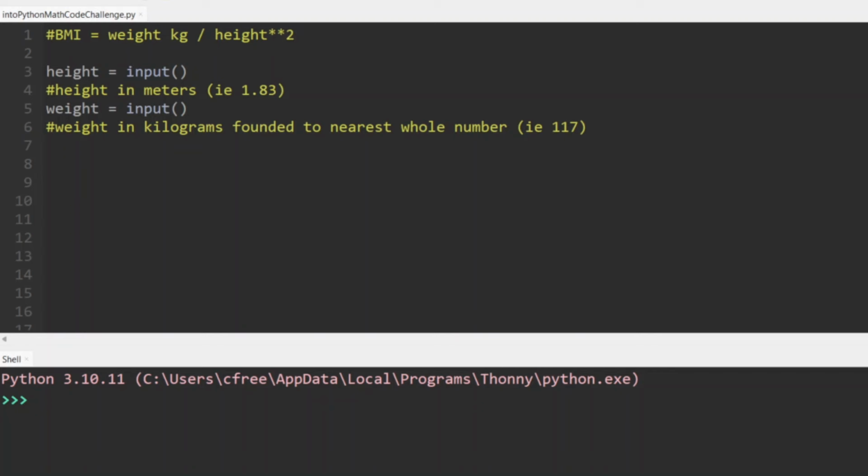Now I put my own example here. I use 1.83 for my height because I'm 6 feet, and I put 117 in kilograms, rounded up to the nearest whole number. I think it was 117.388, so I rounded it to 117. So take a moment and see if you can figure this out.